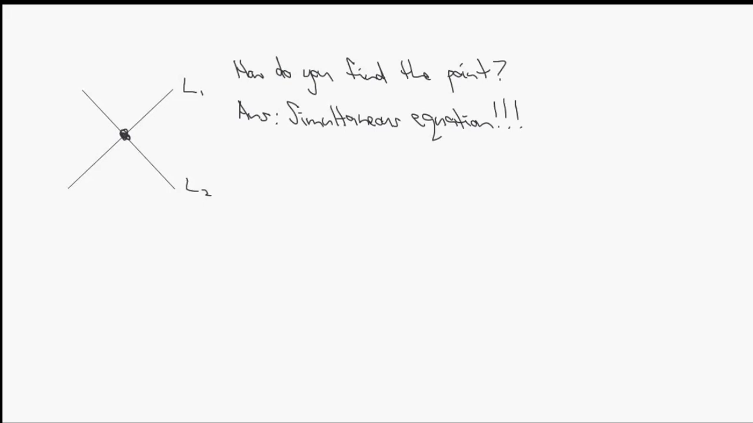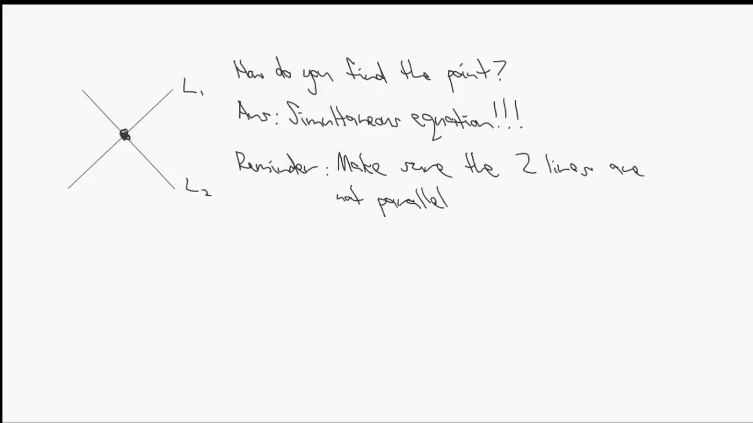However, I have to give you a reminder on this. Make sure the two lines are not parallel to each other. Otherwise, it won't be intersecting at one point. It will be parallel, which is what it means. So, time to give an example.